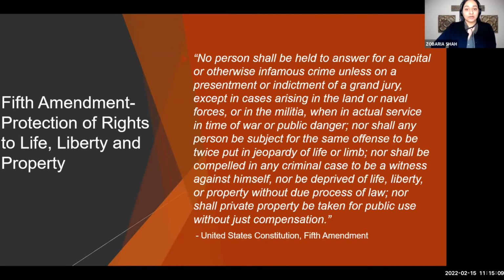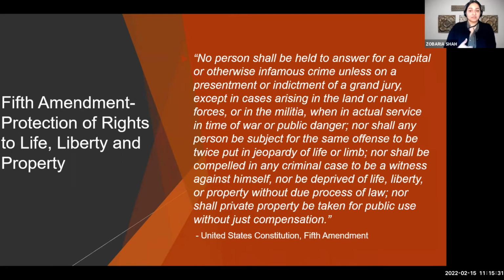Nor shall be deprived of life, liberty, or property without due process of law, nor shall private property be taken for public use without just compensation. So there's a lot of things happening with the Fifth Amendment. The government's allowed to take your home to make a freeway or something, as long as they pay you for it.